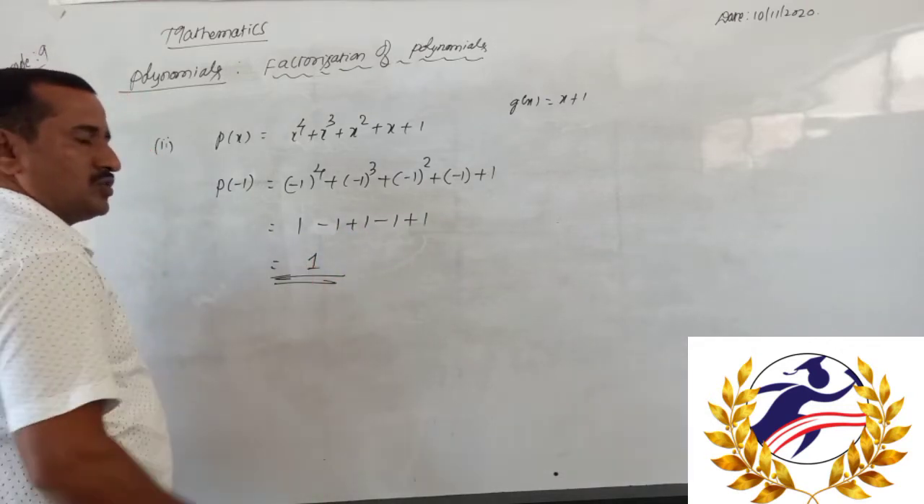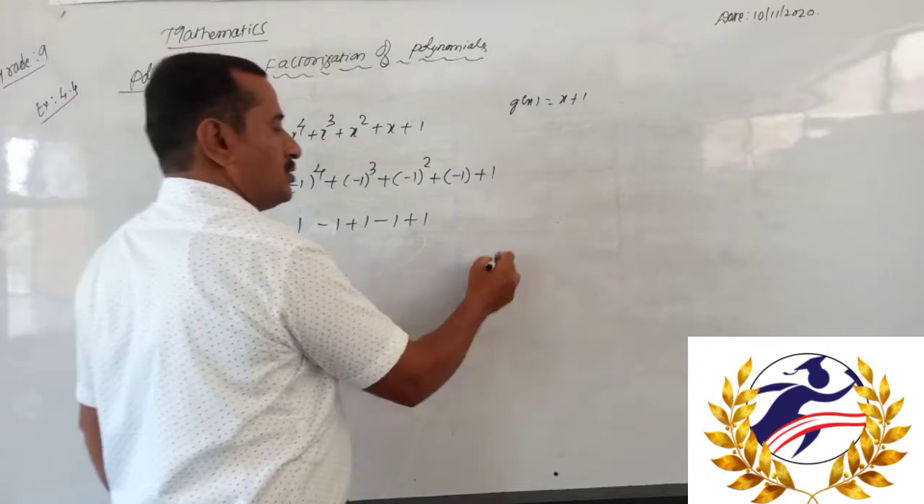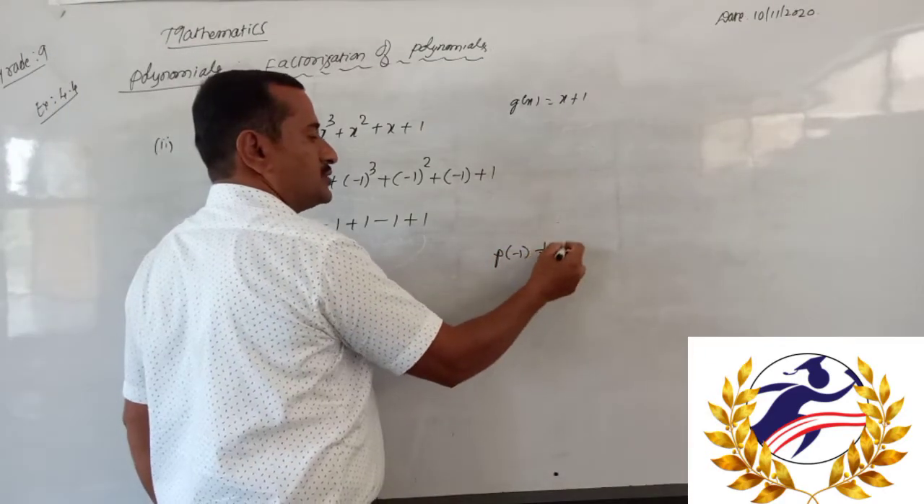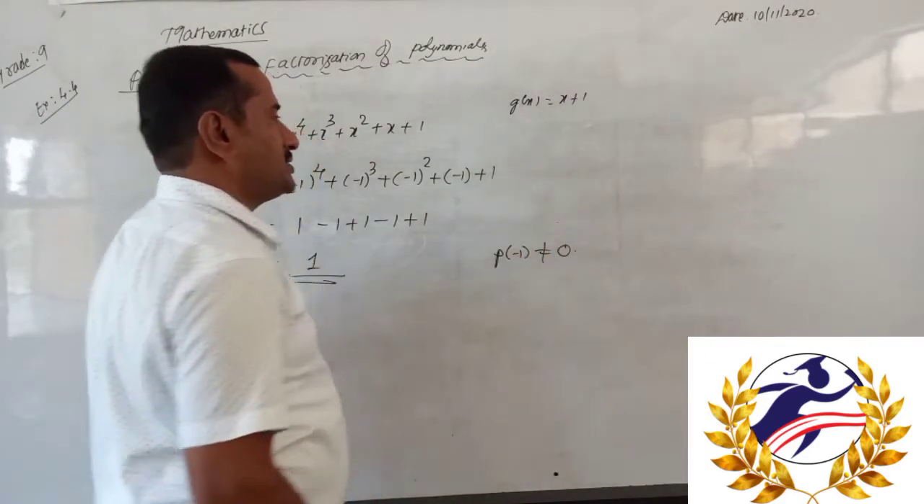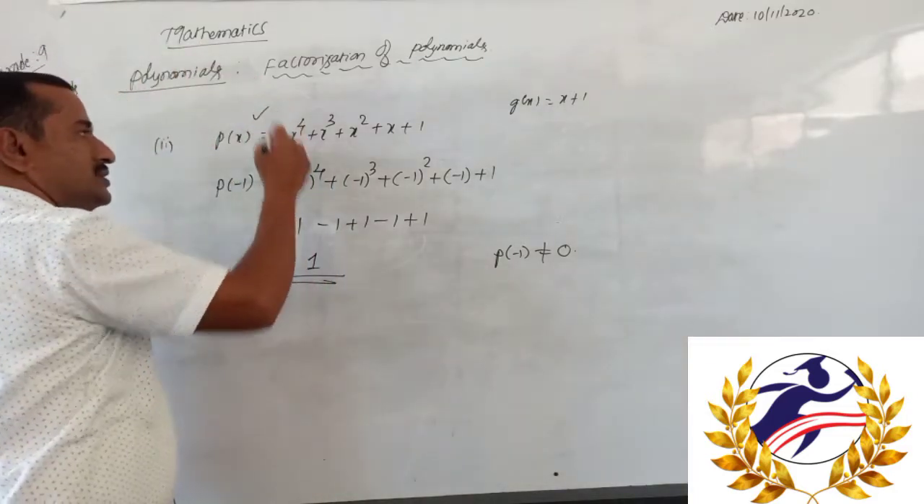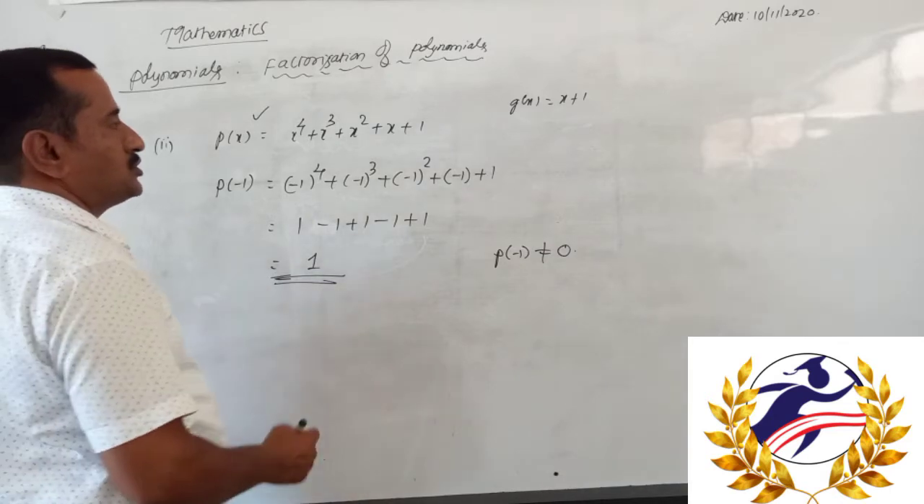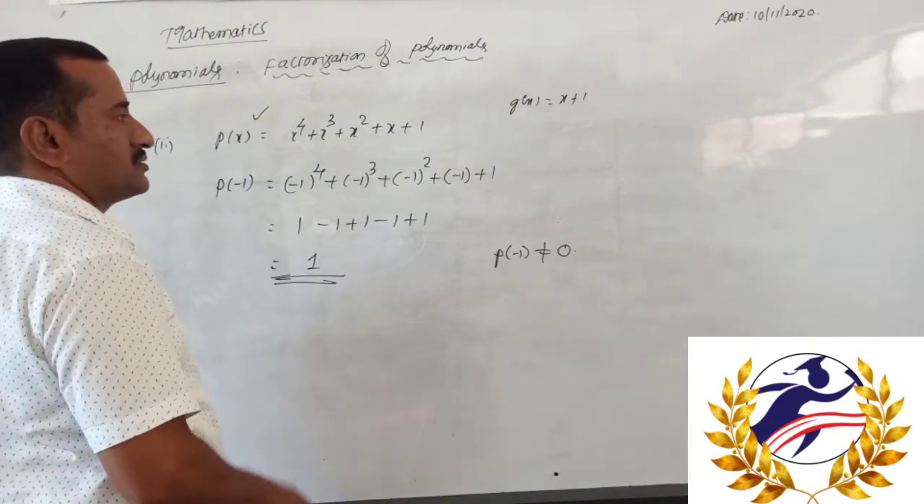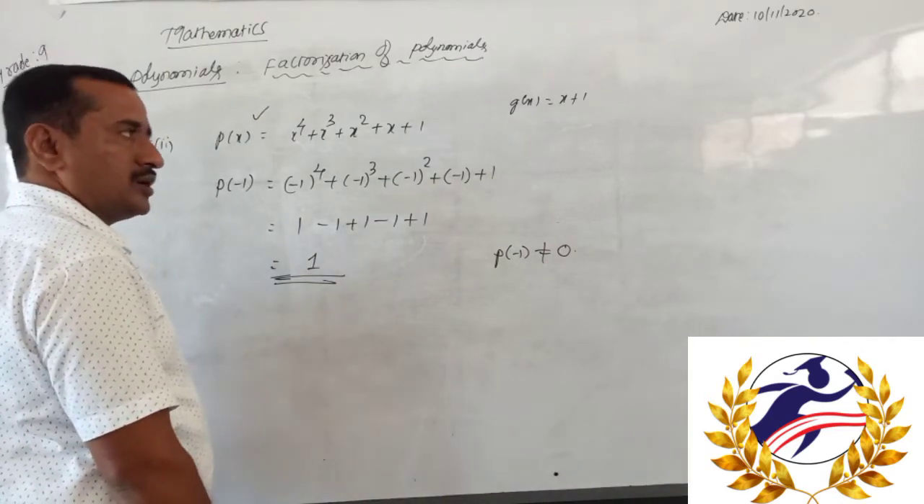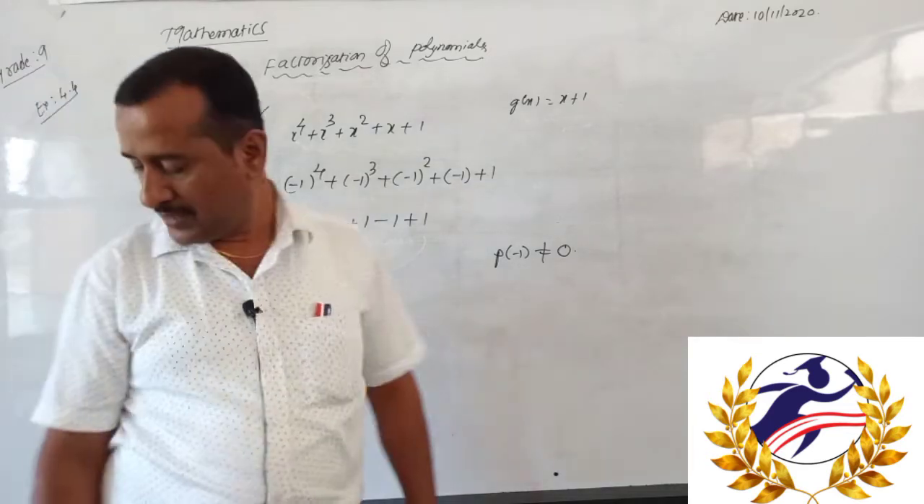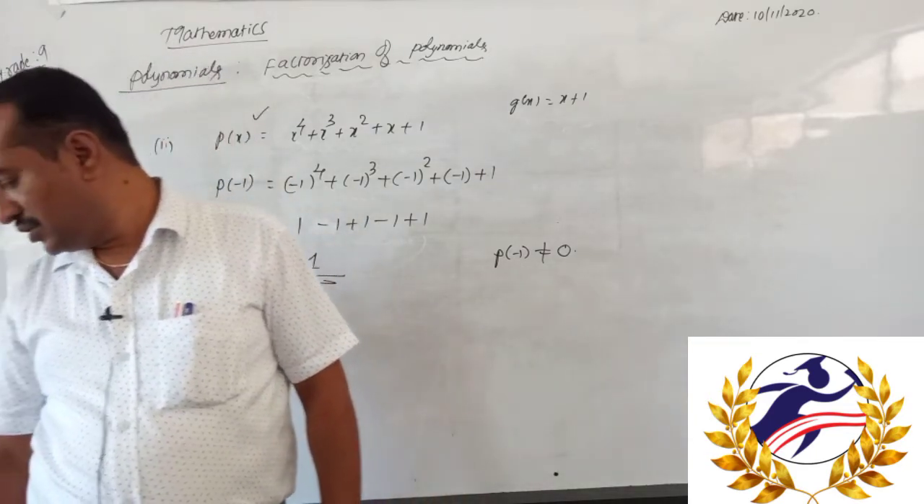As the remainder is not equal to 0, p of minus 1 is not equal to 0, we can say x plus 1 is not a factor of this polynomial. P of x is equal to x to the power 4 plus x cube plus x square plus x plus 1. Got it? How to verify? Next. Shall I go to the fourth one?